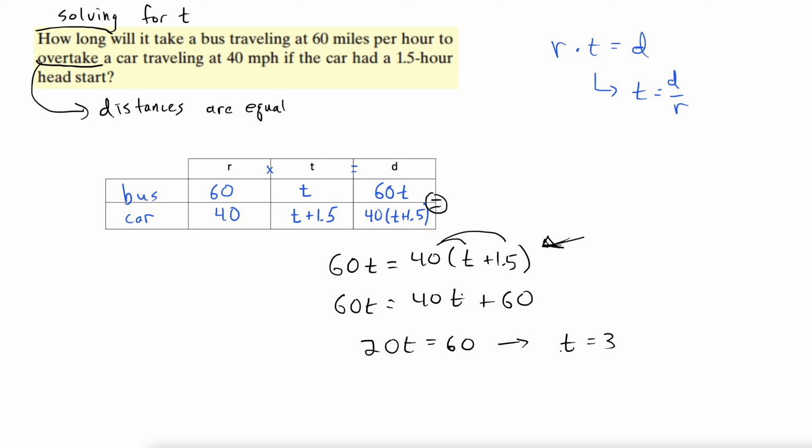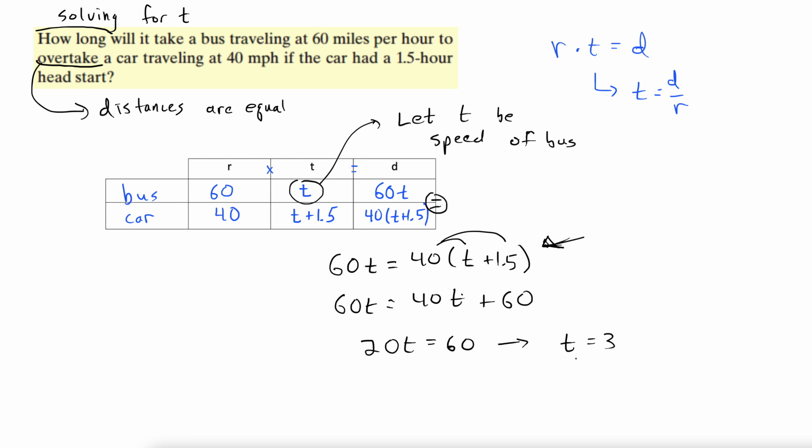Now, at the end of these problems, you don't just stop. You have to make sure that you've solved the problem and answered what the original word problem is asking for. So how long will it take the bus traveling 60 miles per hour? Here we let t be the time of the bus. It's actually best practice to write that. Let t be the time of the bus, just to keep everything clear, we'll write that out.